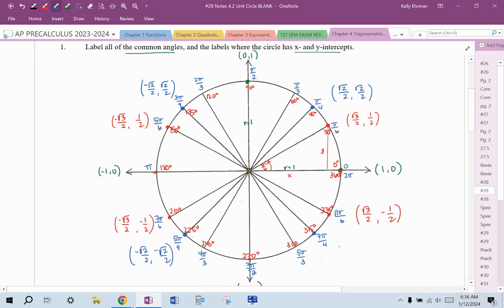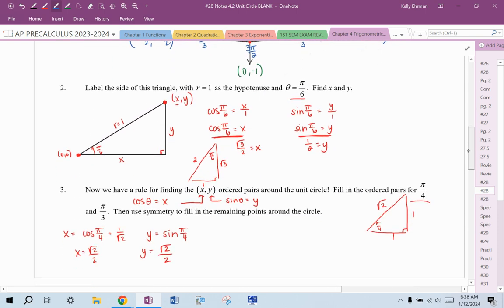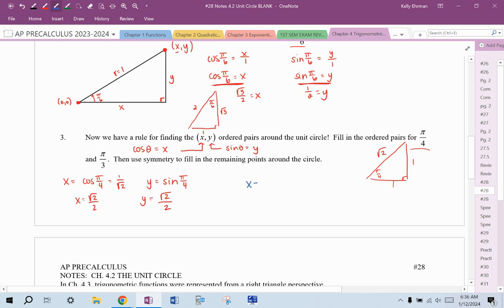And in quadrant 4, positive radical 2 over 2, negative radical 2 over 2. And finally, for pi over 3, x equals the cosine of pi over 3. Now, pi over 3 is just the other angle in your 30, 60, 90, right? That's the 60. So pi over 3 is down here. I'm just going to use the triangle I used from the previous problem. So cosine of pi over 3 is 1/2. And the sine of pi over 3 is radical 3 over 2.